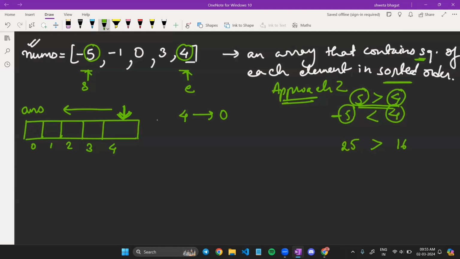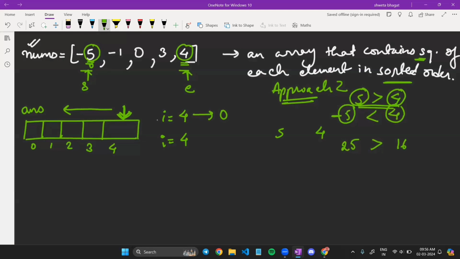Okay, so now what we'll do, we will check that the value present at start pointer is greater than the value present at end pointer. So if we take the absolute value, what we'll have? We will have 5. So initially, let's say this is I. So initially our I will be 4. So now our start is at this 0th index. So we will have 5 and we'll have 4.